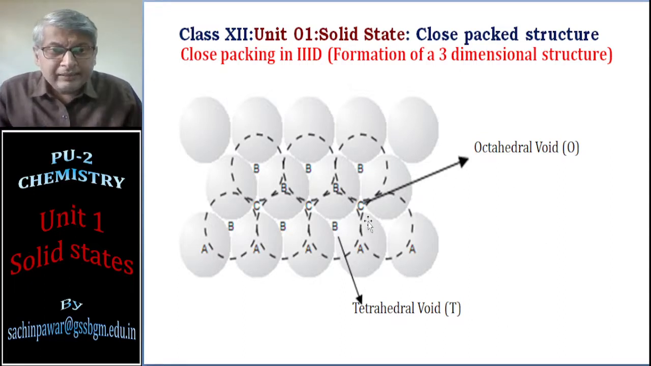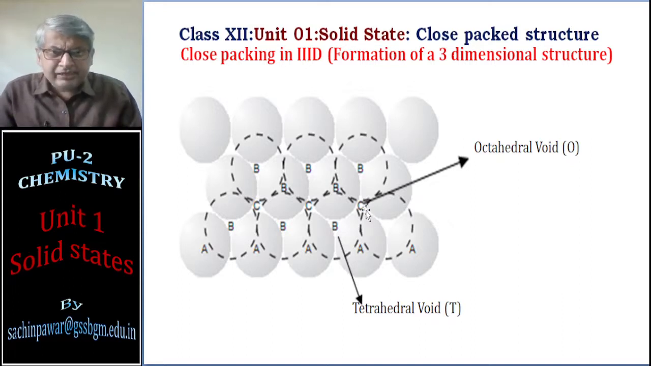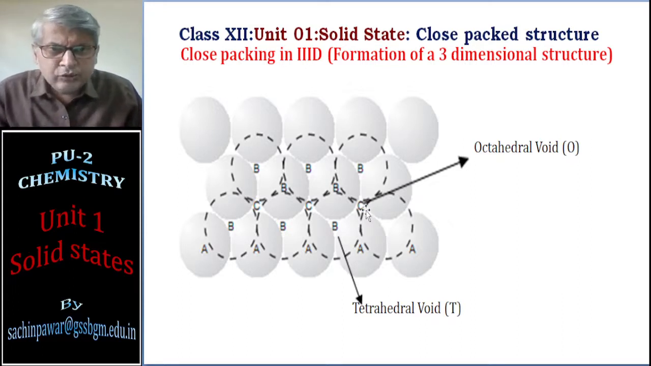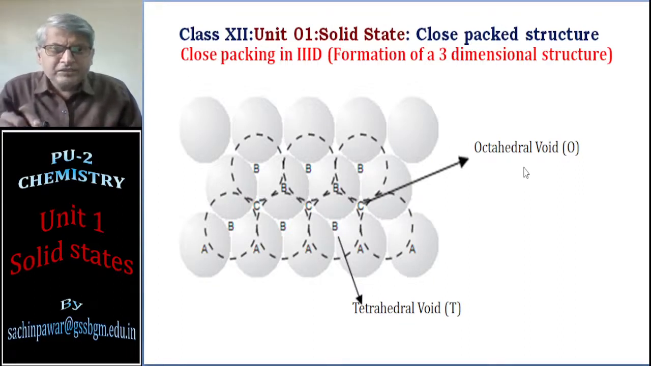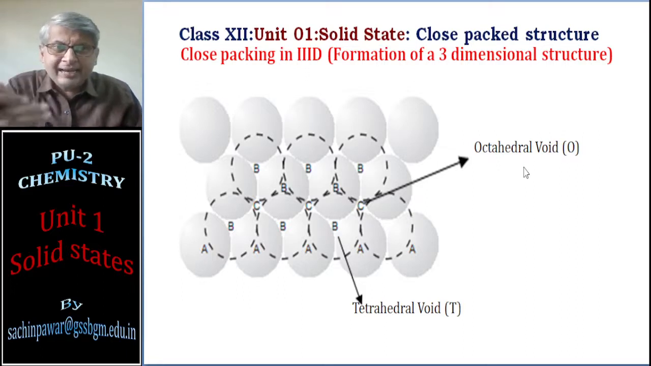Whereas the gap between the first layer and second layer, if you concentrate on the C void, you will see the C void is in contact with 3 particles in the first layer and 3 particles in the second layer. The void C is referred to as an octahedral void, which is the void between the first layer and the second layer. Now the process of adding layers needs to be continued for getting the entire crystal lattice.